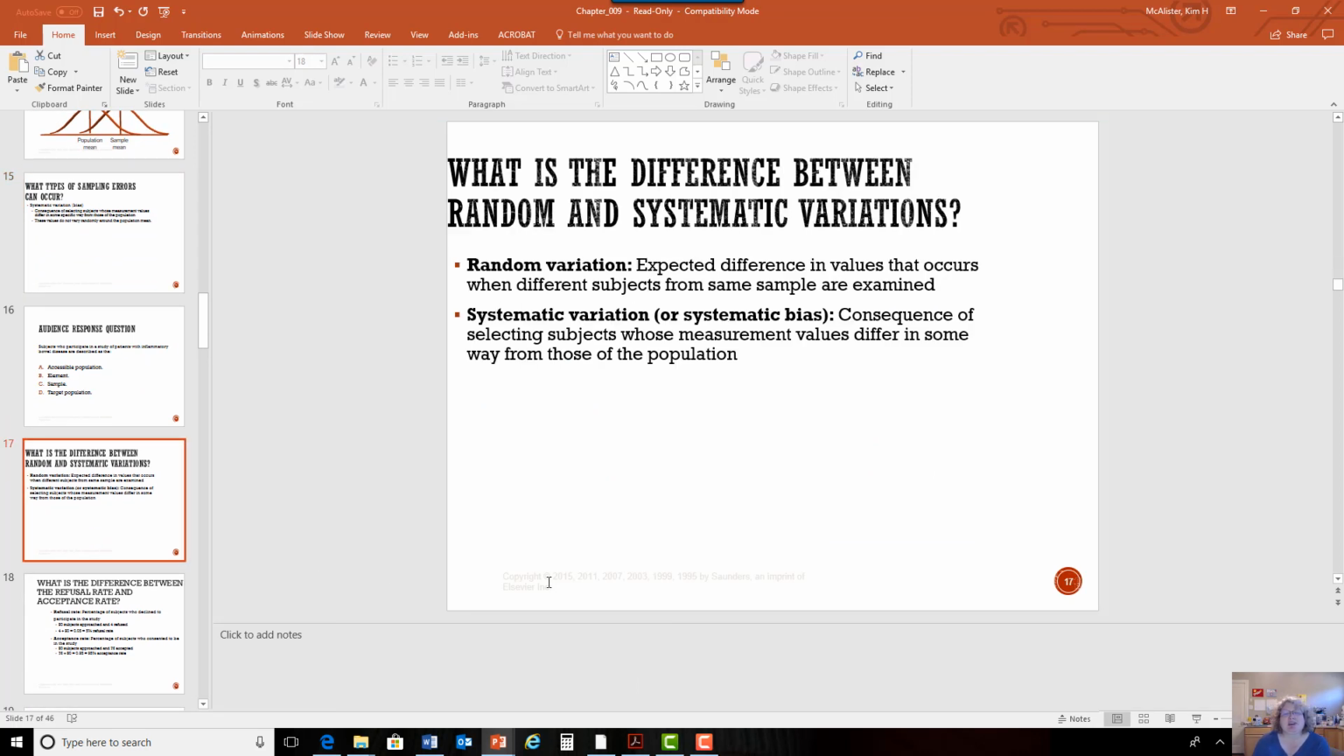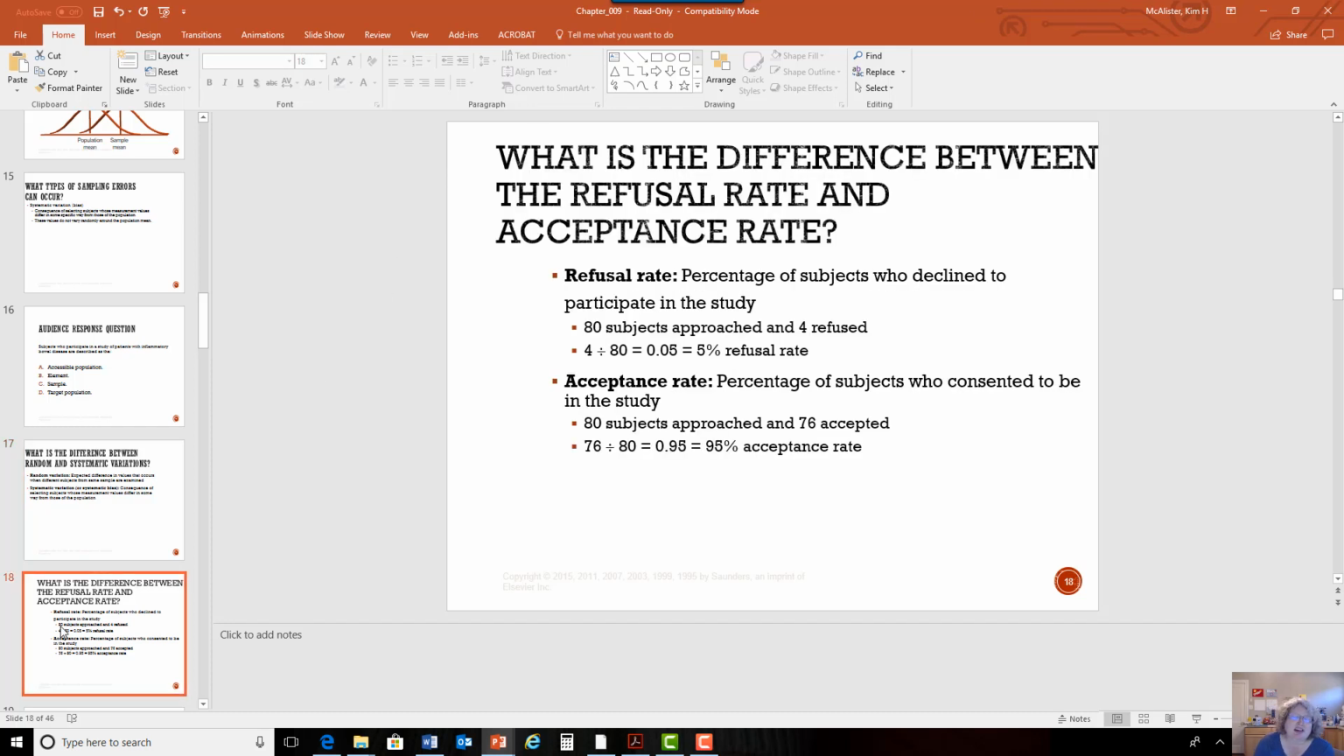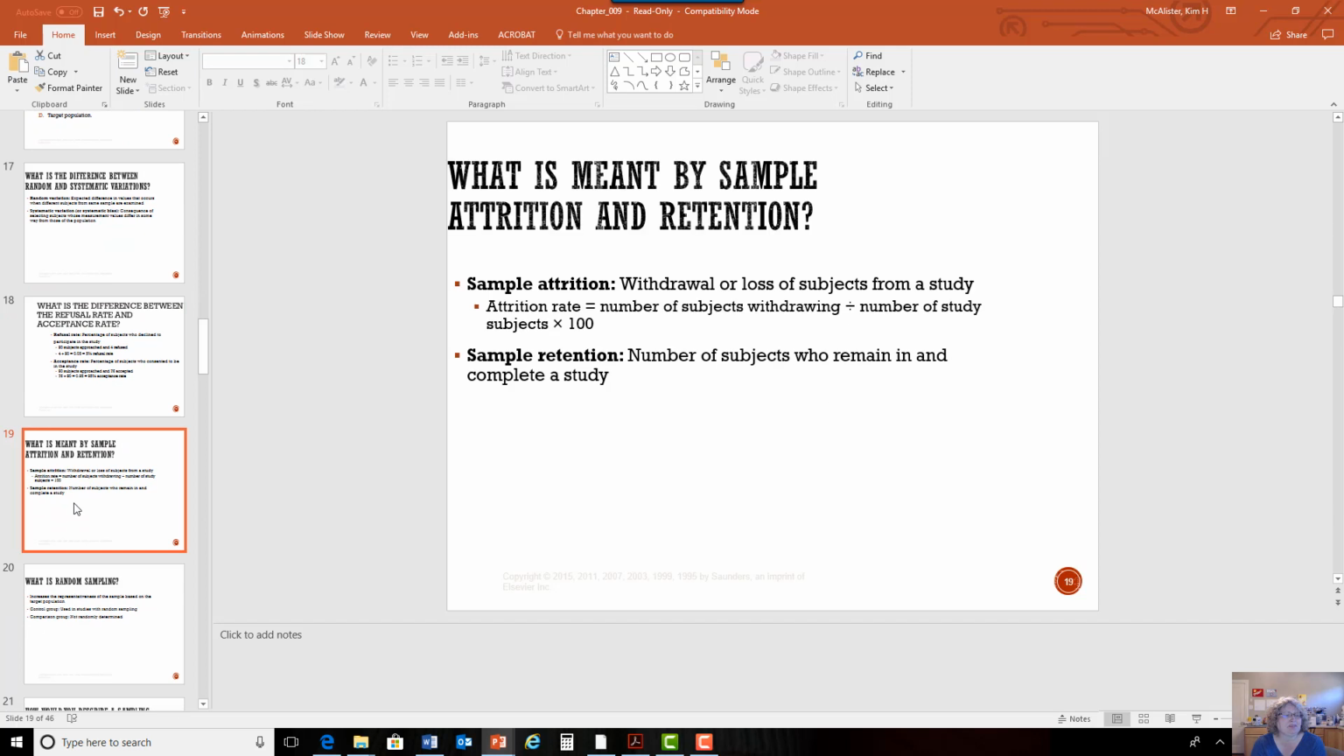So what is the difference between random and systematic variations? A random variation happens when you have different subjects from the same sample. A systematic variation happens when you select subjects whose measurement values differ in some way from the population. The refusal rate is the percentage of people who don't want to participate in your study. So you have contacted people and said, hey, you get to participate in the study, and they say, no, I'm not going to. And your acceptance rate is the percentage of the people who agree to participate.